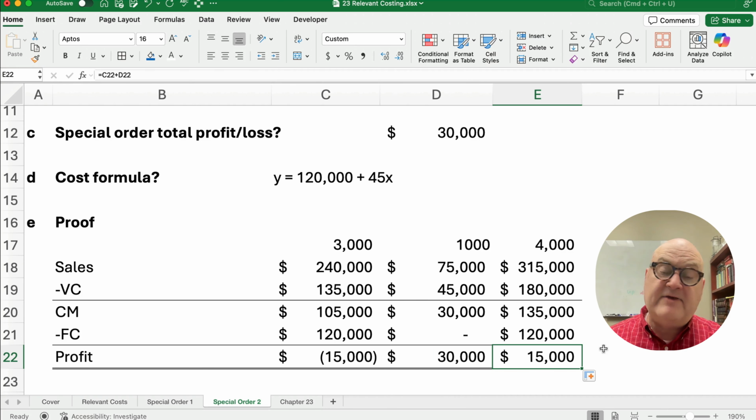We would end up having a profit overall because we sold all 4,000. 3,000 at $80 and 1,000 at 75. So that's how you do special order. Basically, here's the trick. For the new special order, you can ignore the fixed cost. It won't change. The only thing that will change will be our variable cost. Unless we're told otherwise and we say, by the way, some of these costs will go away or whatever.